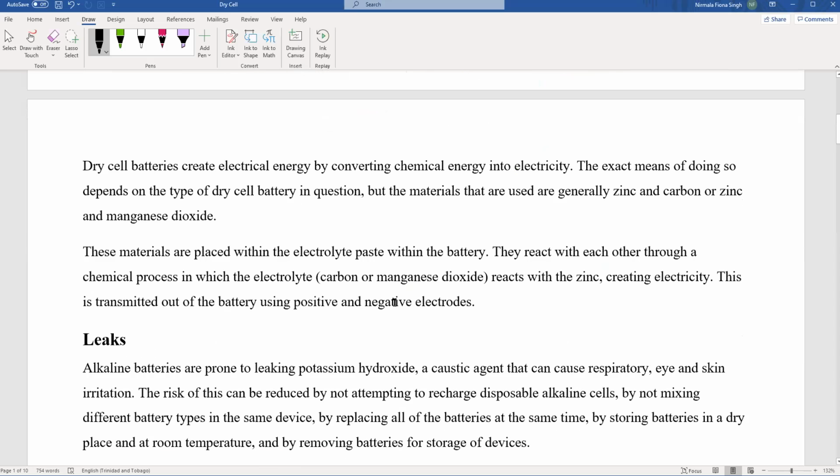All right, continue reading. The materials are placed within the electrolyte paste inside the battery. This electrolyte paste is the manganese dioxide. Really, they don't ask you to learn what the material is, it's not required. I just usually tell the other class because they know the chemistry, they have to do it in chemistry. Reading on, they react with each other through a chemical process in which the electrolyte, or the carbon or manganese dioxide, reacts with the zinc, creating electricity. This is transmitted out of the circuit using the positive and negative electrodes.